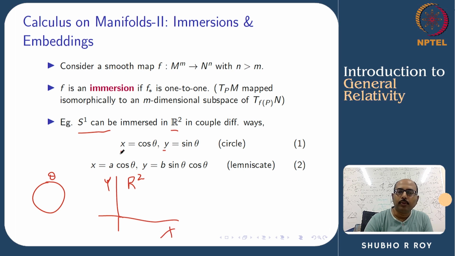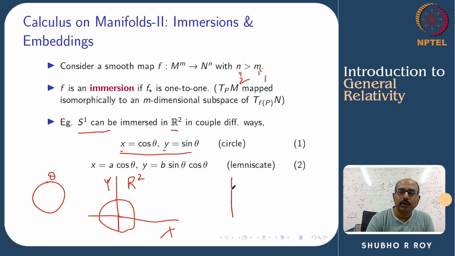And now one immersion map, one smooth map, is x equal to cos theta and y equals sin theta. Of course, this is smooth because cosine and sine are smooth, C-infinity functions of theta. So this is a smooth map. And of course, n here is 2 in this example, and m is 1. So n is greater than m. And so I can draw this. So if I do this immersion, it will be realized as some kind of a curve inside R2.